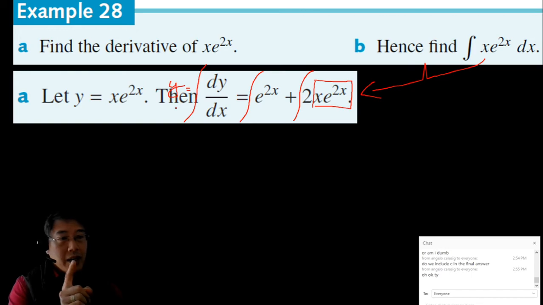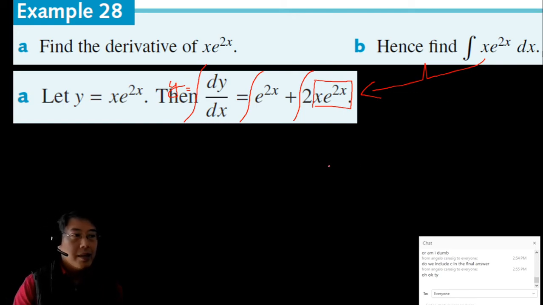Okay? Now, Angelo, you mentioned the plus c, the constant. Notice that integral doesn't have any boundaries, so your final answer must include a plus c. Okay? So you have your product. We can move on to part B.